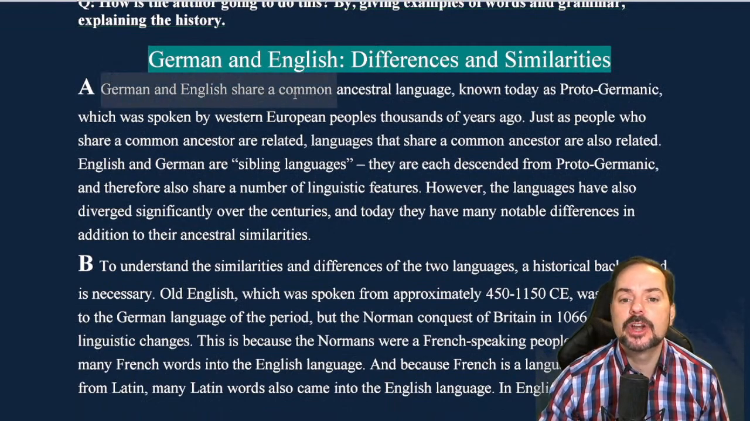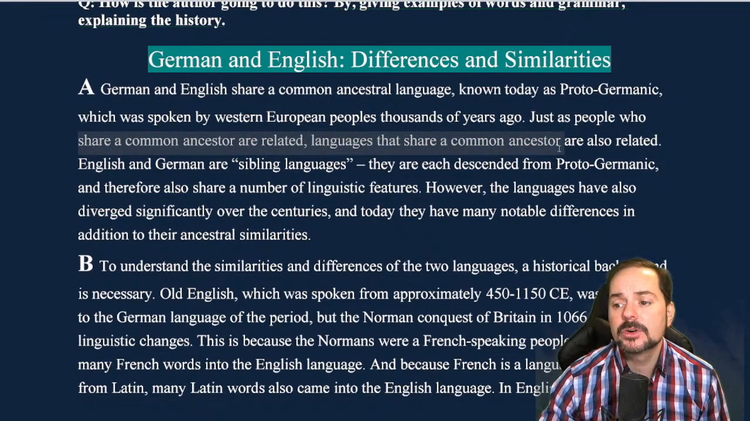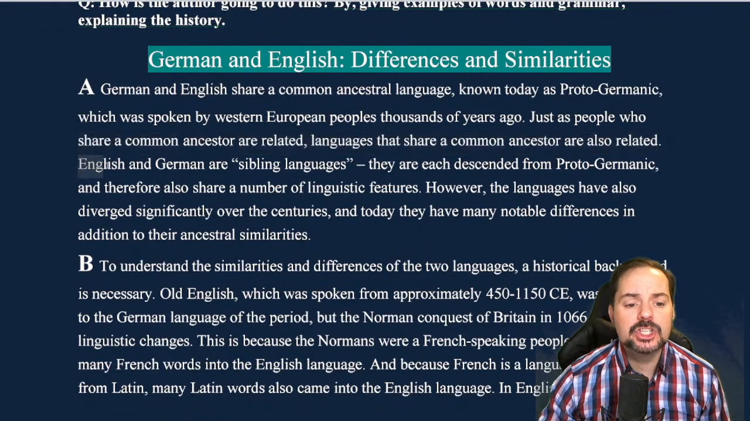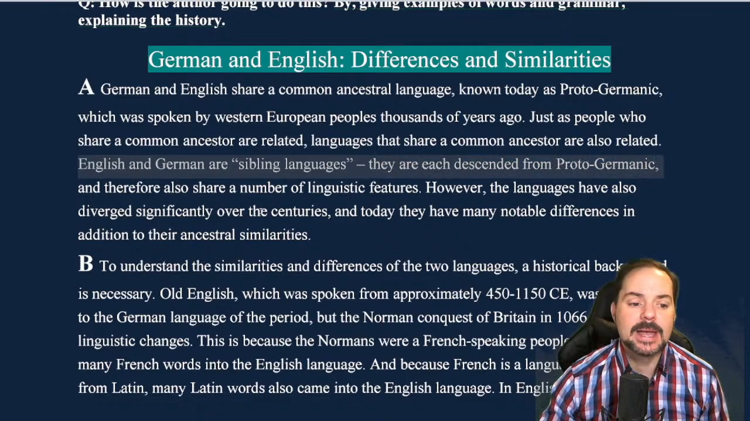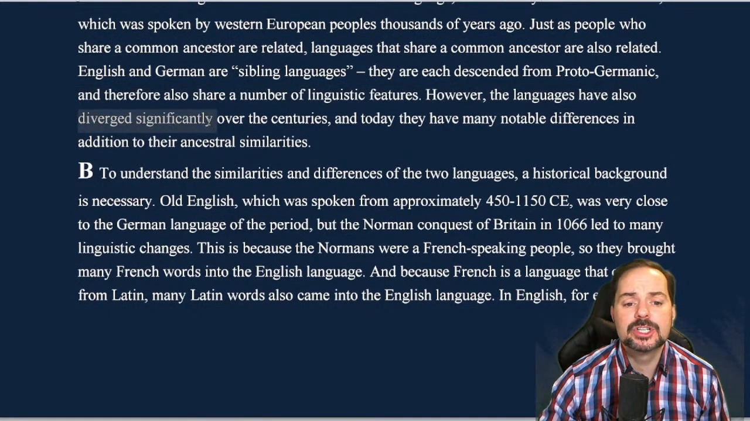German and English share a common ancestral language known today as Proto-Germanic, which was spoken by Western European peoples thousands of years ago. Just as people who share a common ancestor are related, languages that share a common ancestor are also related. English and German are sibling languages. They are each descended from Proto-Germanic and therefore also share a number of linguistic features. However, the languages have also diverged significantly over the centuries, and today they have many notable differences in addition to their ancestral similarities.